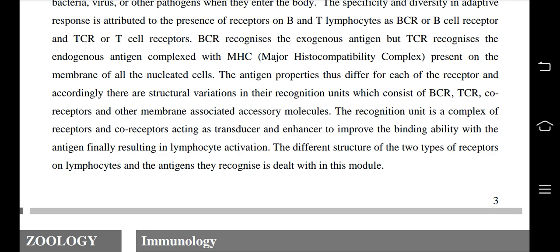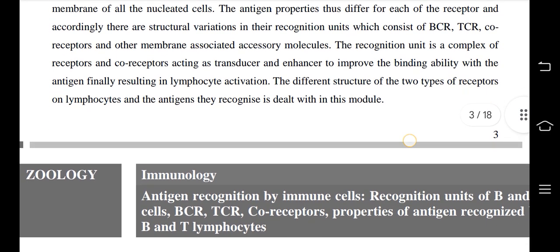The antigen properties thus differ for each of the receptors, and accordingly there are structural variations in their recognition units, which consist of BCR, TCR, co-receptor and other membrane-associated accessory molecules. The recognition unit is a complex of receptors and co-receptors acting as transducer and enhancer to improve the binding ability with the antigen, finally resulting in lymphocyte activation. The different structure of the two types of receptors on lymphocytes and the antigens they recognize is dealt with in this module.